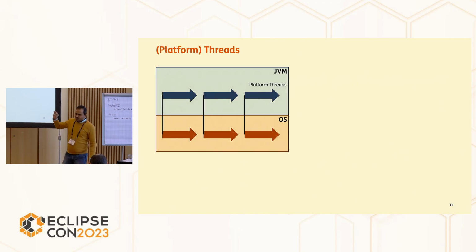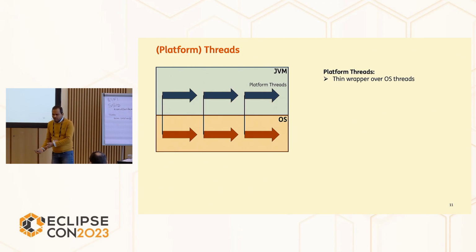Okay, so let's start with virtual threads, and for that we first have to look at platform threads, otherwise known as threads, which have been present in Java for a long, long time. They are basically a thin wrapper over operating system threads. So what does this mean? When you create a new platform thread, your JVM actually requests the operating system to create a new thread, right? And when that thread is created, it is able to create the platform thread.